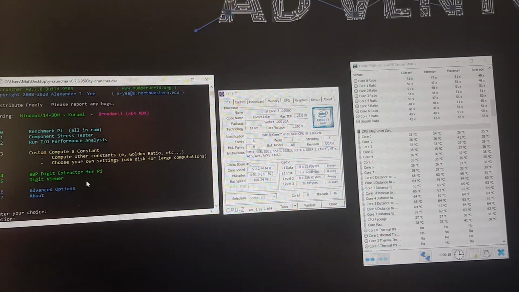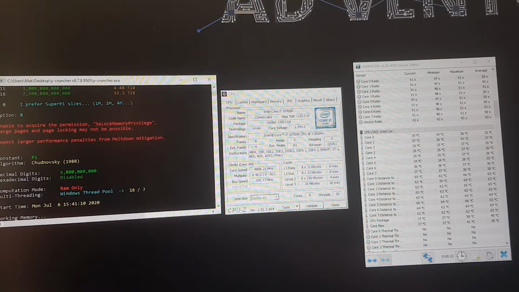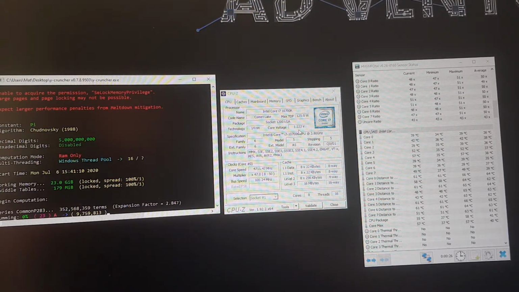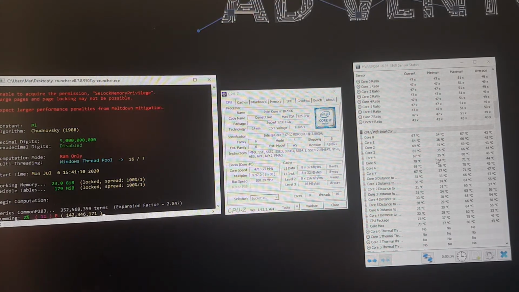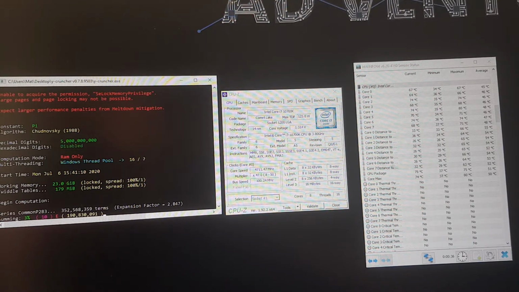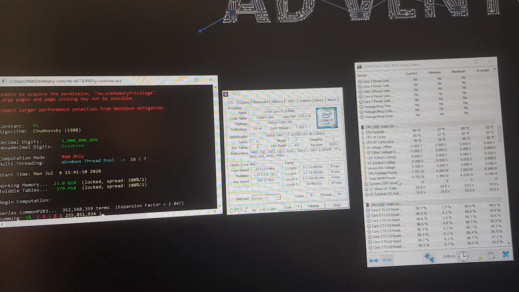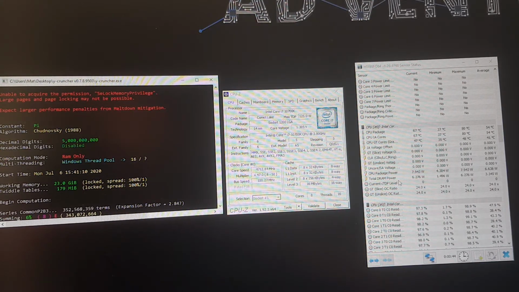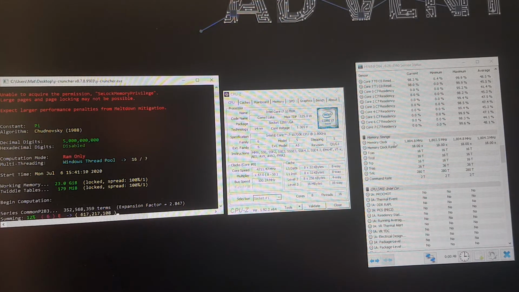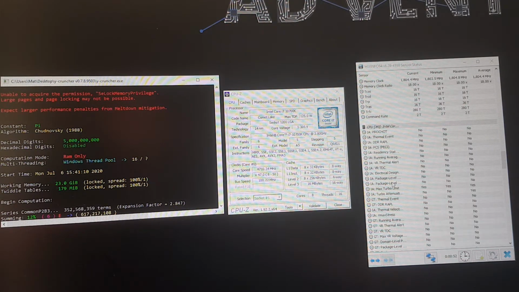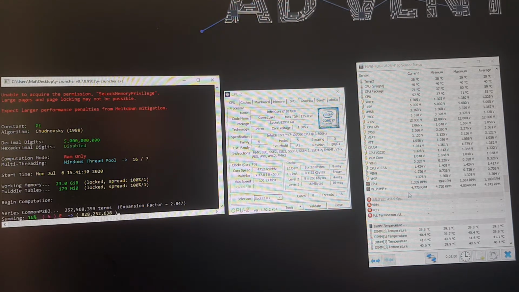Here it is, and number 8, and here we have voltage. The voltage is 1.305. We have about 70 degrees Celsius. We have memory 3600, and everything is looking great and looking fine.